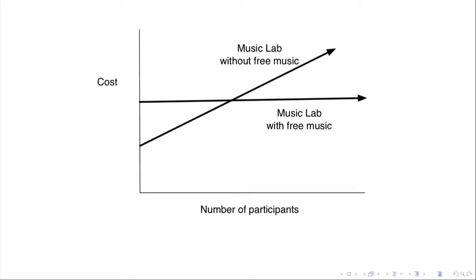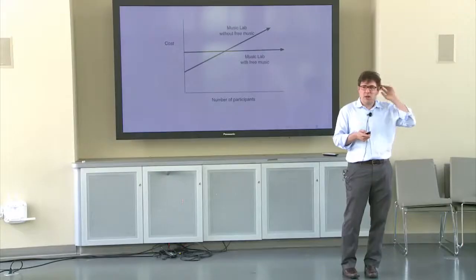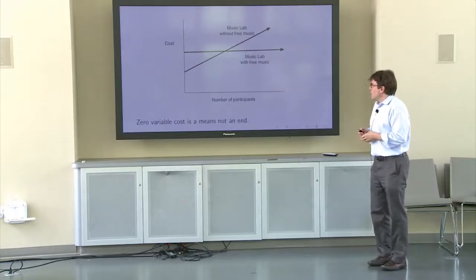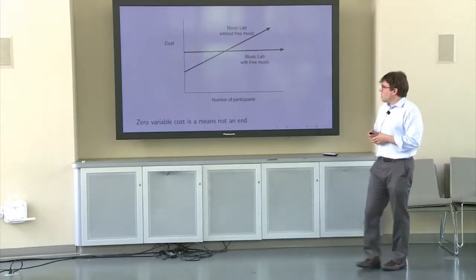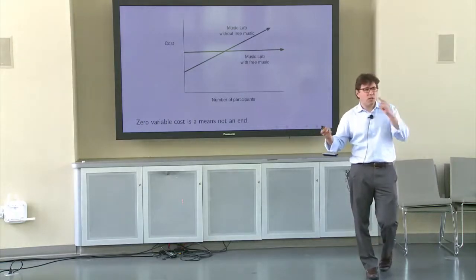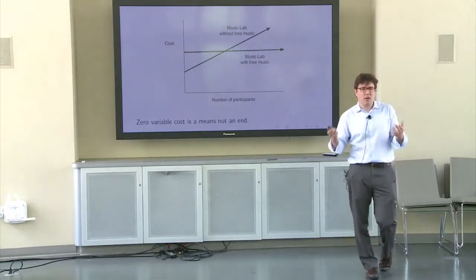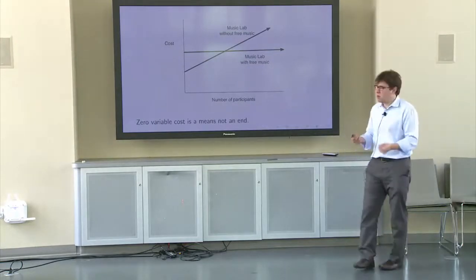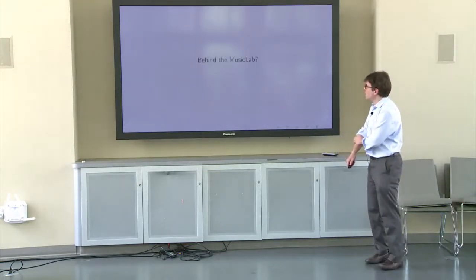So the strategies that you will use to make something enjoyable will evolve as society evolves. And here, zero variable cost was a means to do these really large experiments, which allowed us to have these group outcomes. It wasn't just an end in itself. We weren't using free music because it was cheaper. We were using it because it enabled us to do something different.